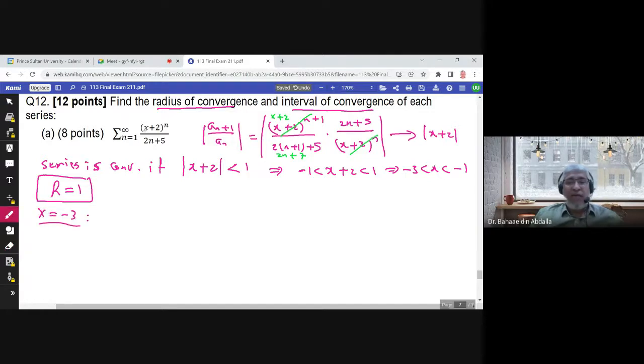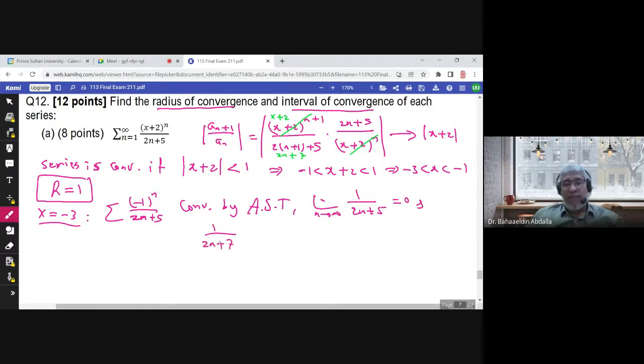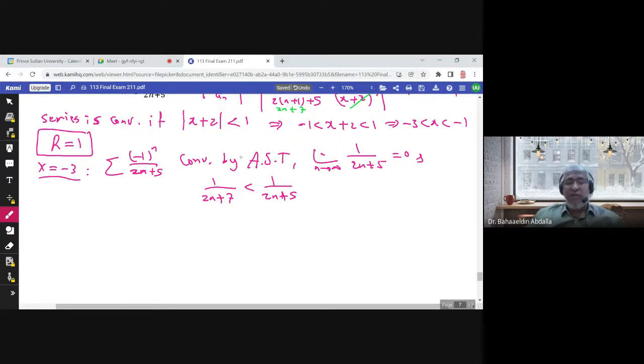When x is -3, I'll have (-3 plus 2) to the power n. That's (-1) to the power n over 2n plus 5. And it is easy to see that this series is convergent by the alternating series test, because the limit of 1 over 2n plus 5 when n goes to infinity is 0, and 1 over 2n plus 7, which is n plus 1, is less than 1 over 2n plus 5, because 2n plus 7 is greater than 2n plus 5. This is the alternating series test. I think it's section 11.6.